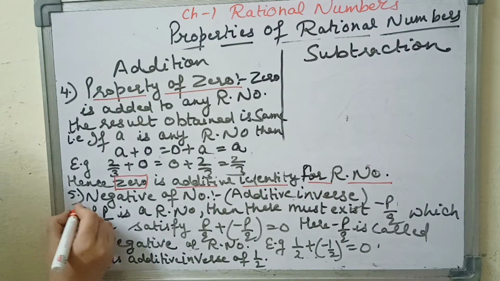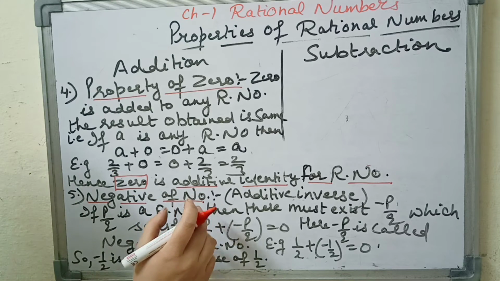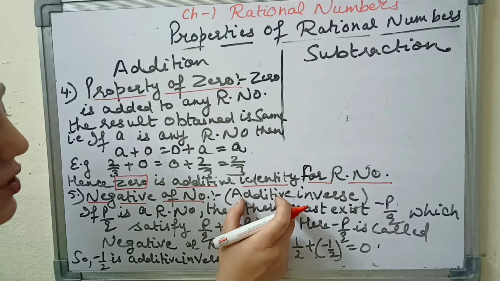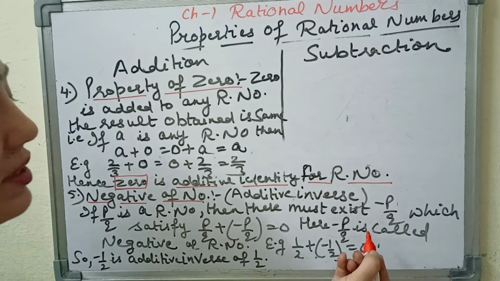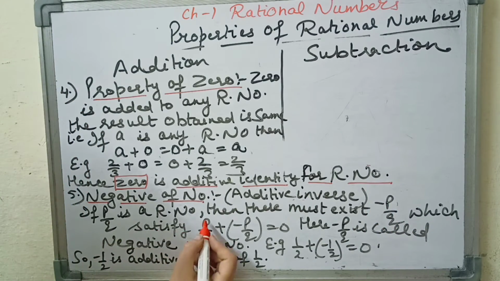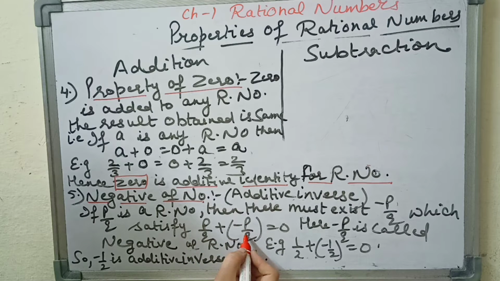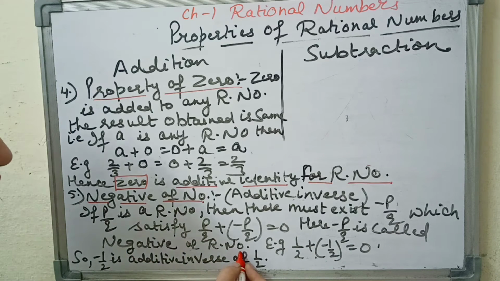Now, next is negative of a number. Everybody knows negative of a number, what is it? It is also known as additive inverse. See here, if P over Q is a rational number, then there must exist a negative, minus P over Q, which satisfies P over Q plus minus P over Q equal to 0. Here, minus P over Q is called a negative of a rational number.